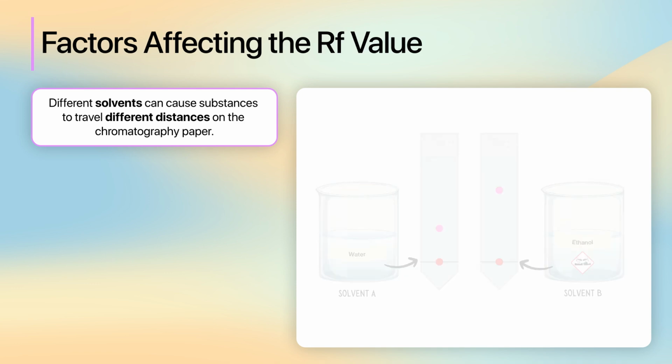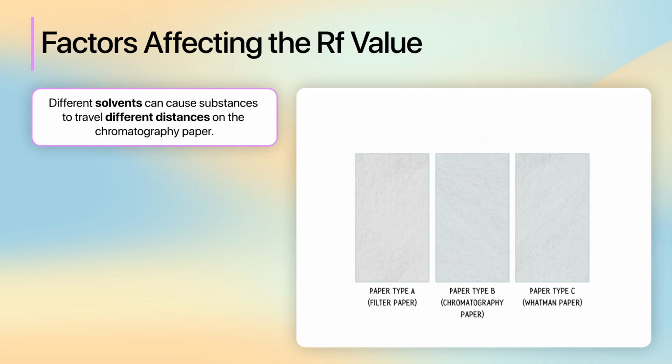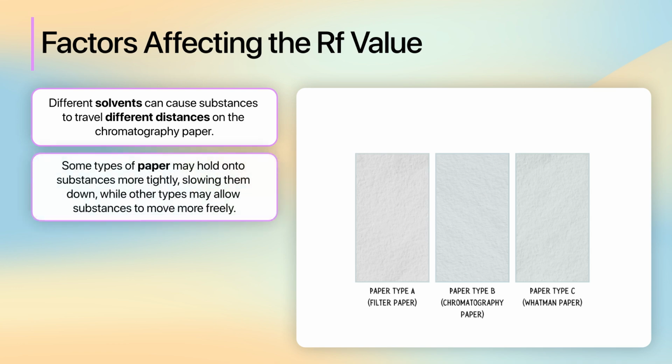Next is type of chromatography paper. The material and properties of the stationary phase, in this case, the chromatography paper, can also influence how far a substance travels. Some types of paper may hold onto substances more tightly, slowing them down, while other types may allow substances to move more freely. This difference will impact the RF values.